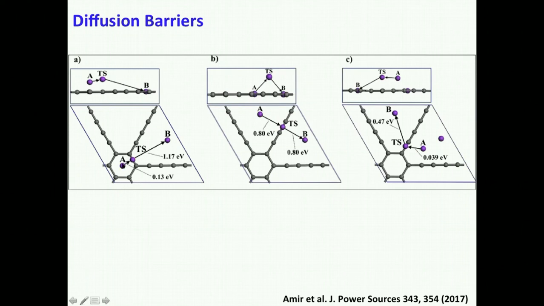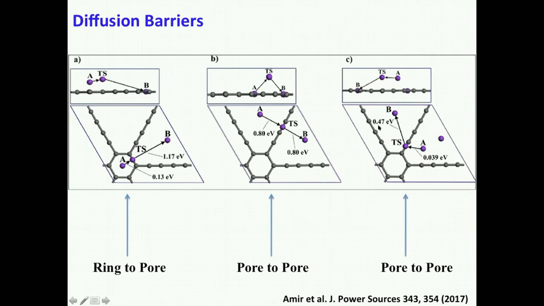The metal cations should move quite fast over the 2D material. Here in the case of graphdiyne, we checked the diffusion from a small pore to a big pore. We need to spend an energy of 0.13 eV, which is quite small. Here it is 0.8 from this pore to this pore. And here again, this pore to this pore is 0.47. So in all the cases except this one, 0.8, which is a bit high, it's fine. Otherwise here 0.13 and 0.039 here, and 0.47 eV here is quite fast.